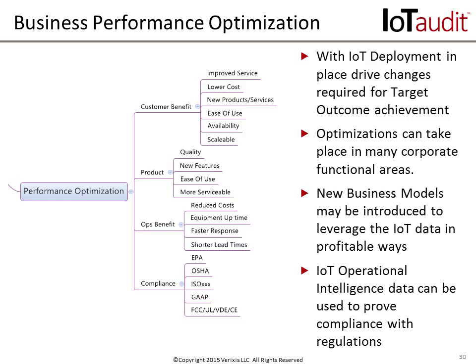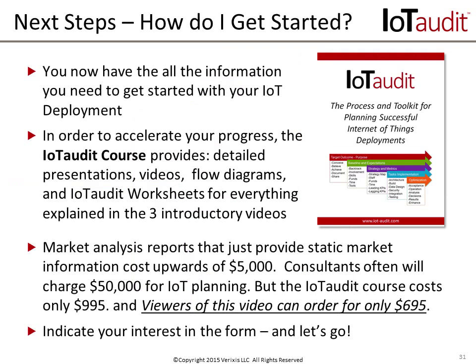One of the cool things about this, of course, is that you may be able to create new business models and introduce those to leverage the IoT data in profitable ways. And this can happen beyond the original target outcome. Once this is in place, you'll probably be able to leverage the data in many new ways. And you can also, of course, use your operational intelligence data to prove compliance with regulations. So we talk a great deal in the IoT Audit course about taking final action around your IoT implementation, because this is really what it's all about. It's why you're spending the money and putting everything in place: to optimize your business.